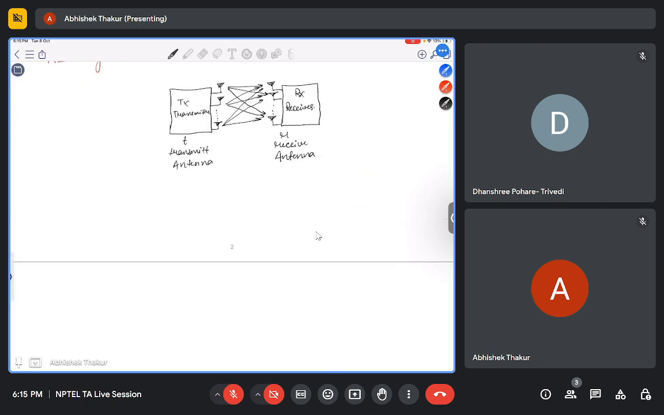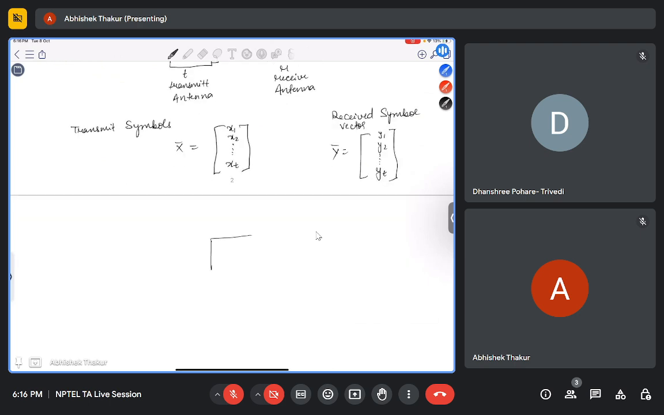Here let's suppose there are T transmitters. The transmit symbols can be given as the X vector, that is x1, x2, up to xT, and the received symbol vector, that is y bar, is equal to y1, y2, up to yR.